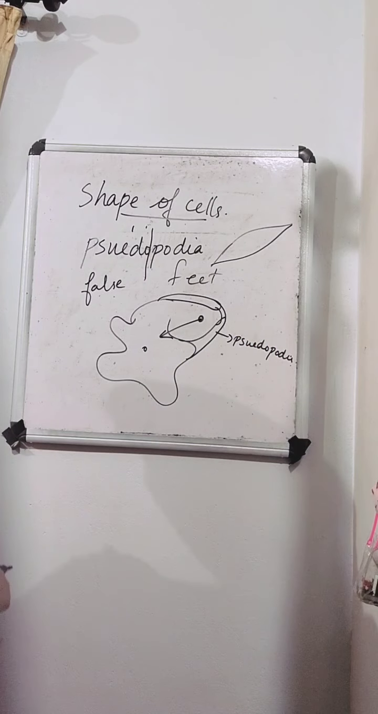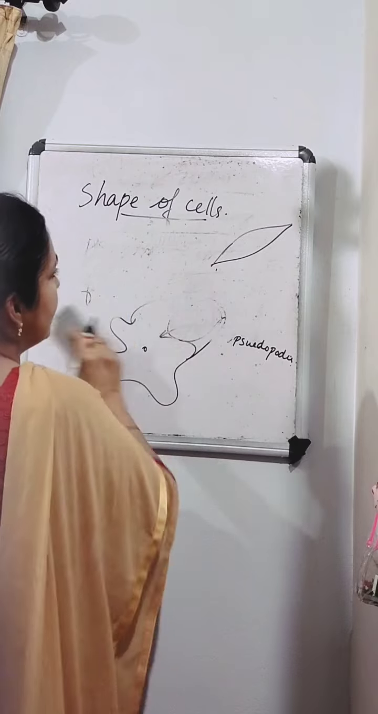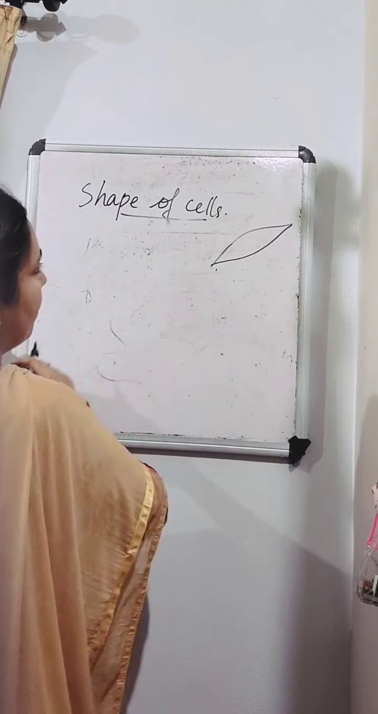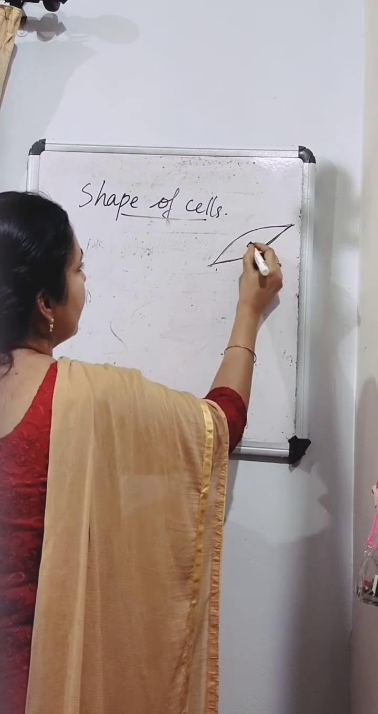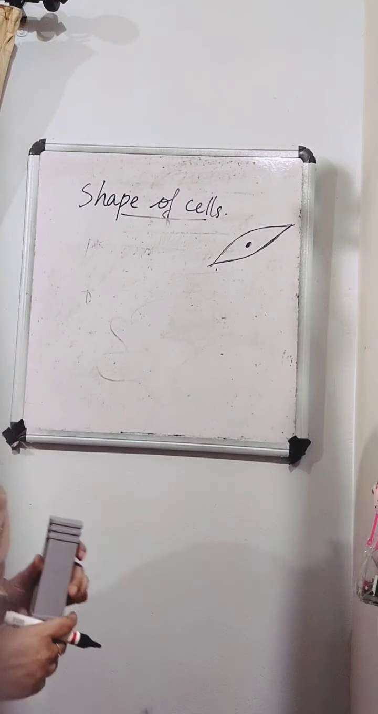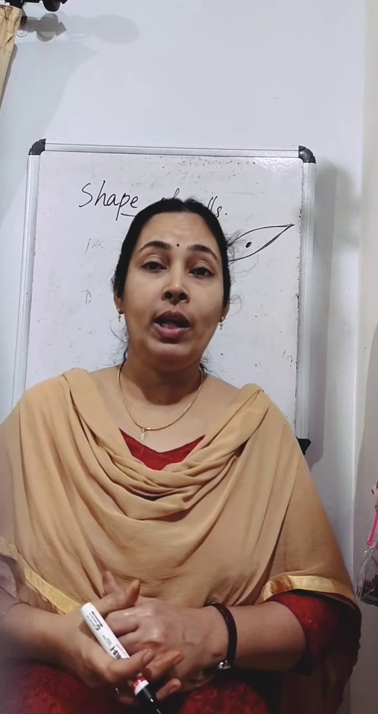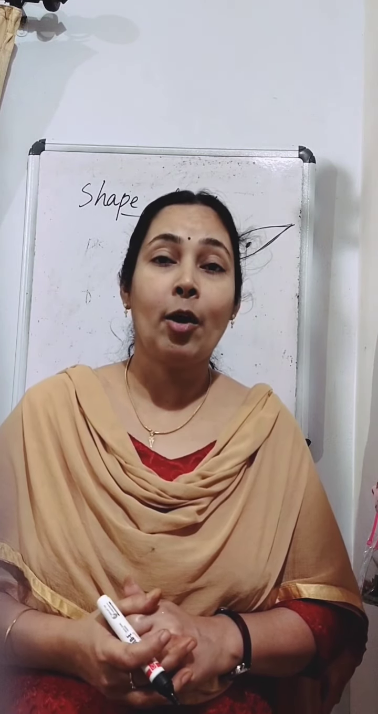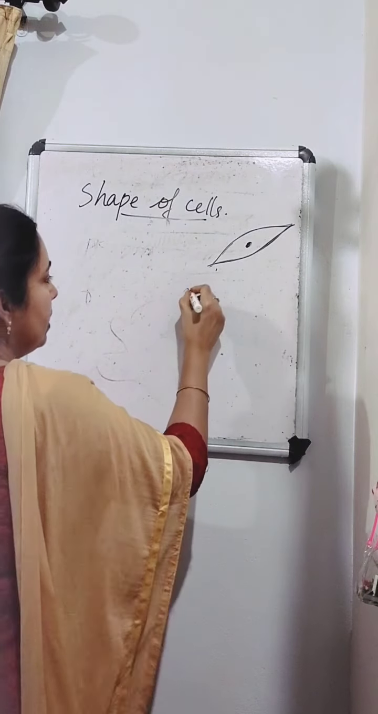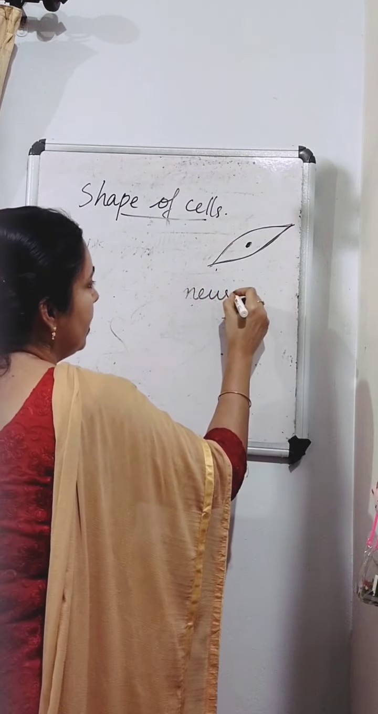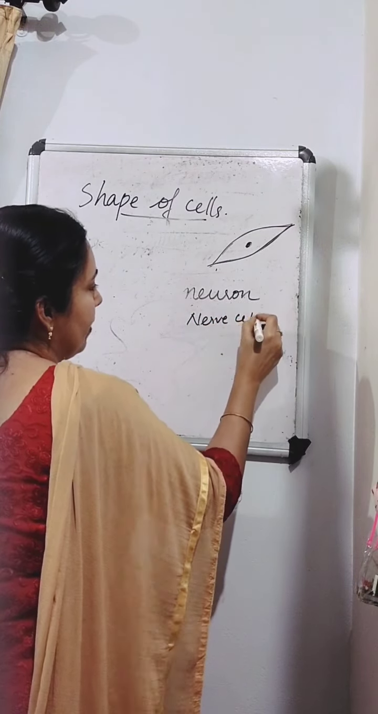So this shape is called spindle shape. What is the shape of our muscle cells? Muscle cells have a spindle shape, that is, they are pointed at the ends. Okay. Then which is the longest cell in our body? The longest cell in our body is the nerve cell, or neuron.